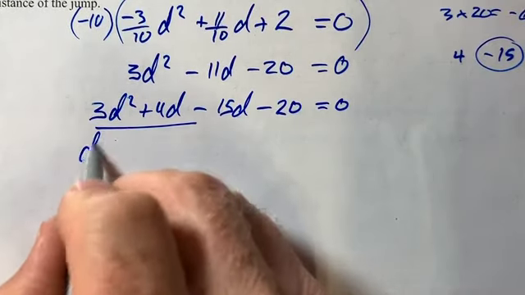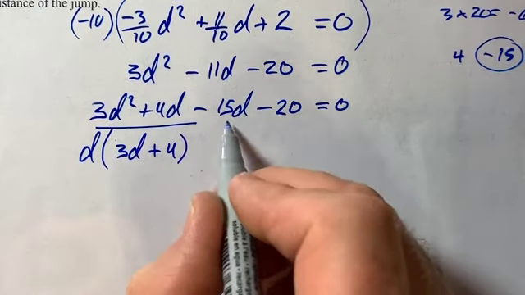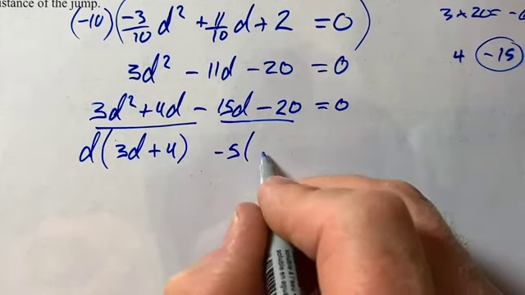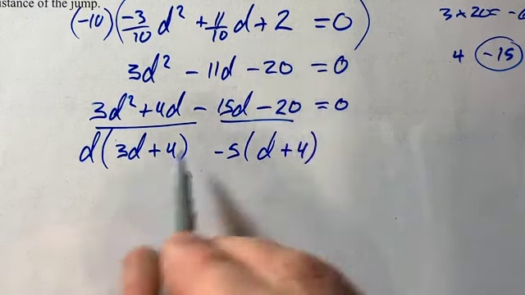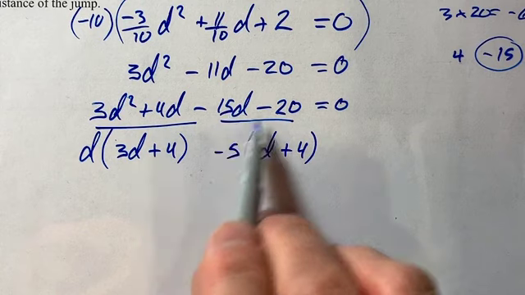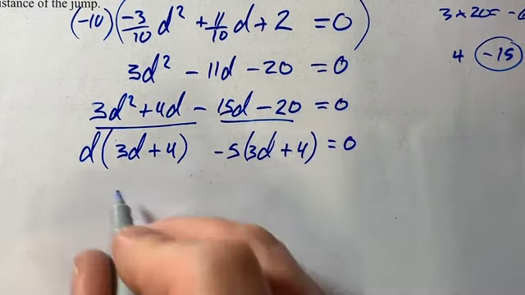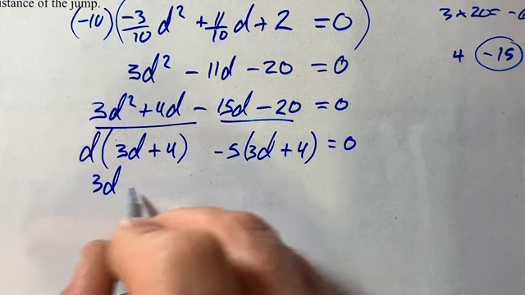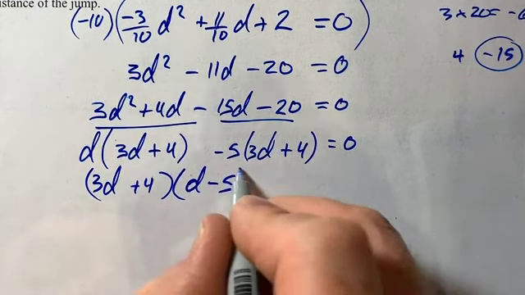I can factor out d. Bracket 3d plus 4. Here I can factor out minus 5. Bracket d plus 4. It's going to be, divide out 5. I get 3 minus 20 divided by minus 5 is positive 4. Yes, it does work. So here we go. Bracket 3d plus 4, bracket d minus 5 is equal to 0.